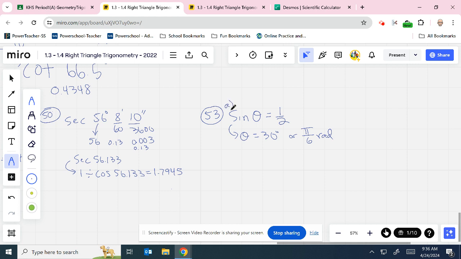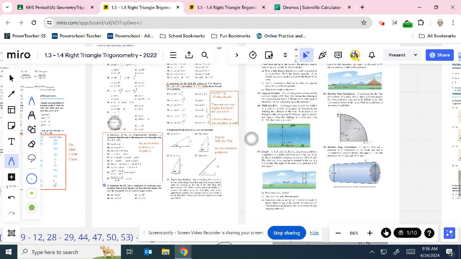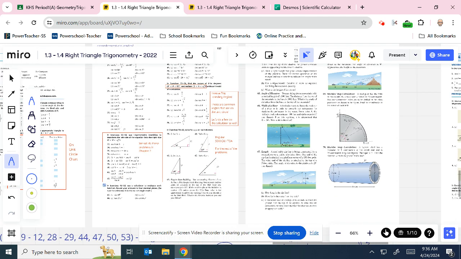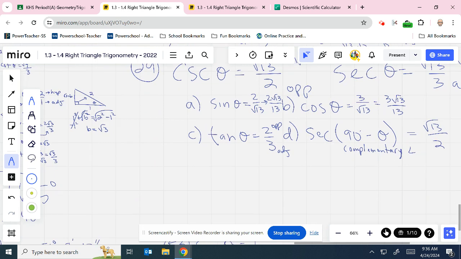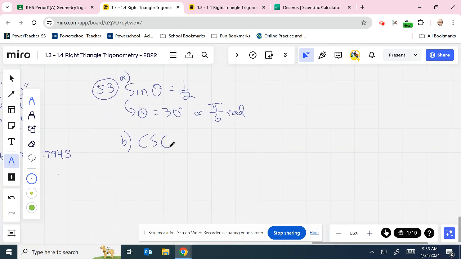That was letter A. Letter B says, for number 53, letter B says cosecant is a 2. Well, we already know it's the same because sine and cosecant are reciprocals. So cosecant would be 2, also at 30 degrees and pi/6 radians. So cosecant theta equals 2 at 30 degrees or pi/6 radians. They're both the same. Pi/6 is 30 degrees.